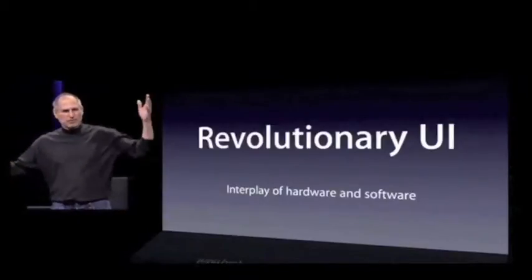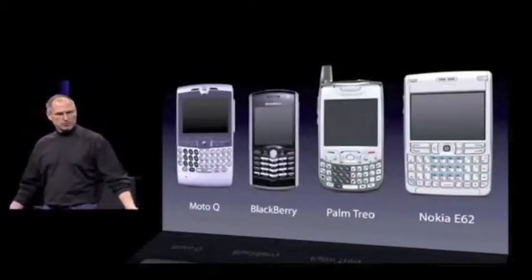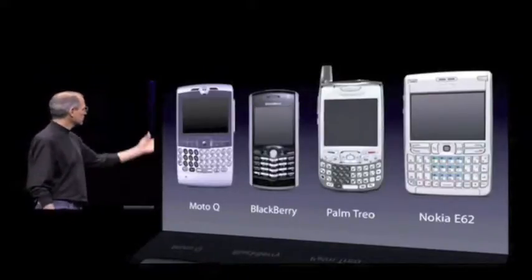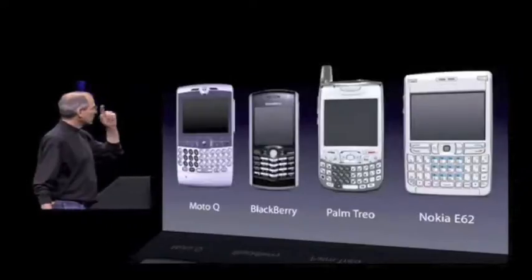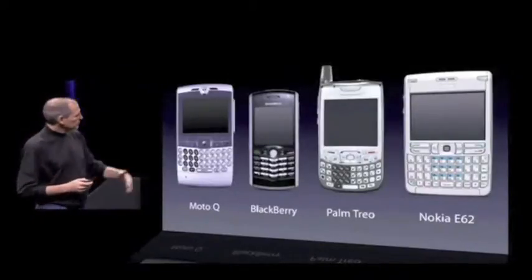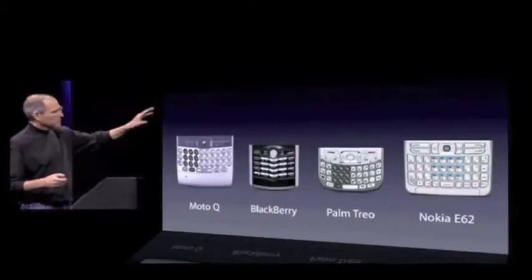Why do we need a revolutionary user interface? I mean, here's 4 smartphones, right? Motorola Q, the BlackBerry, Palm Treo, Nokia E62, the usual suspects. And what's wrong with their user interfaces? Well, the problem with them is really sort of in the bottom 40 there. It's this stuff right here.